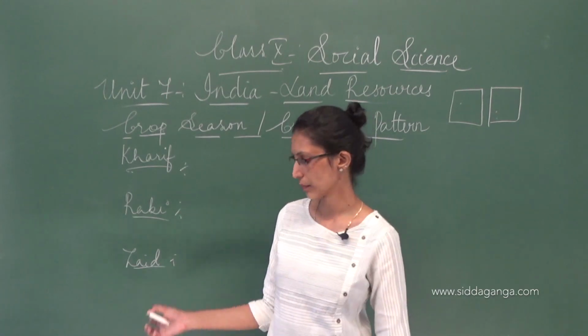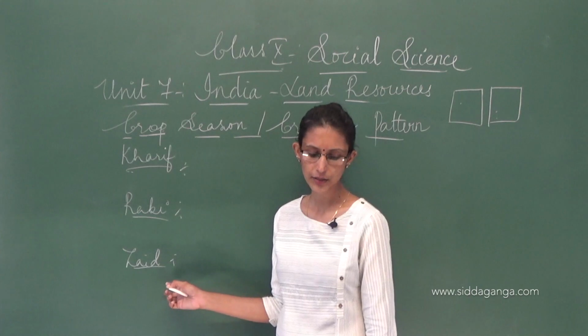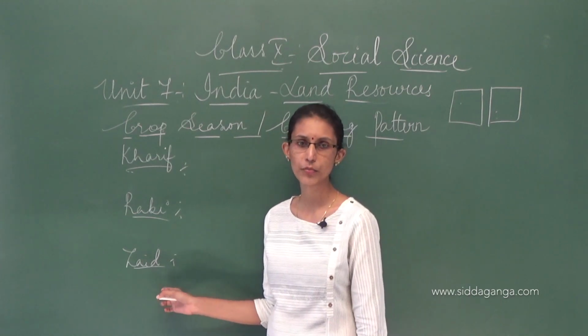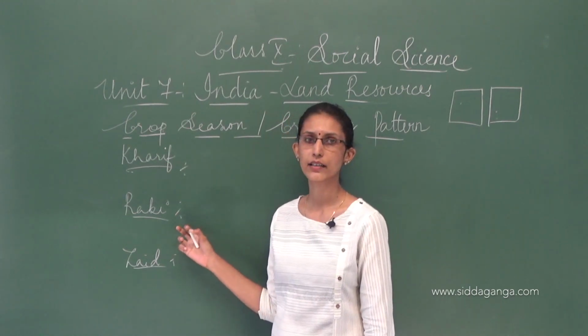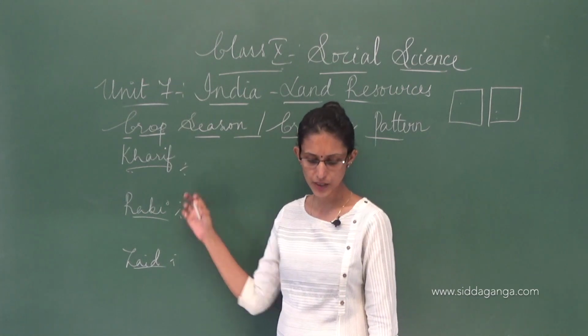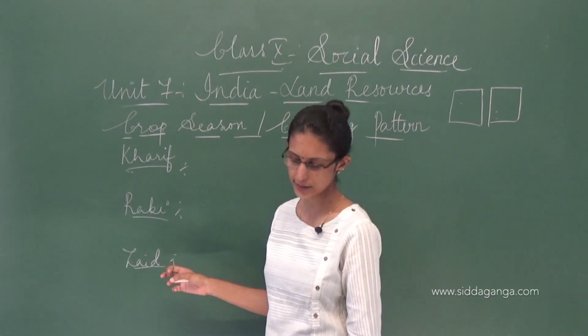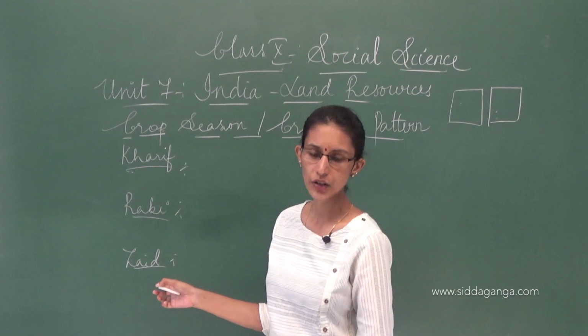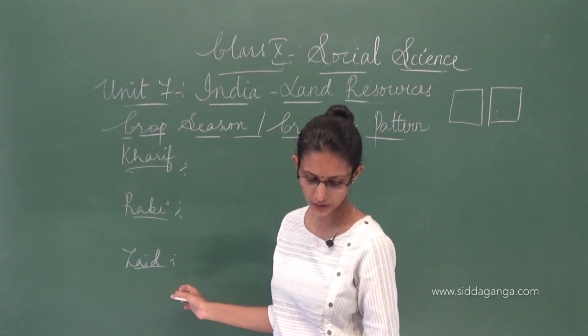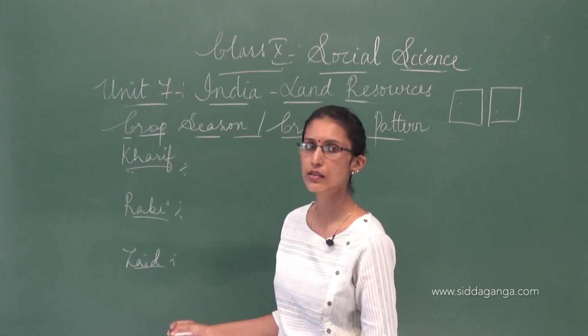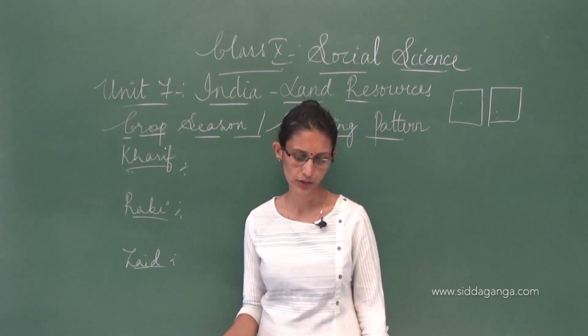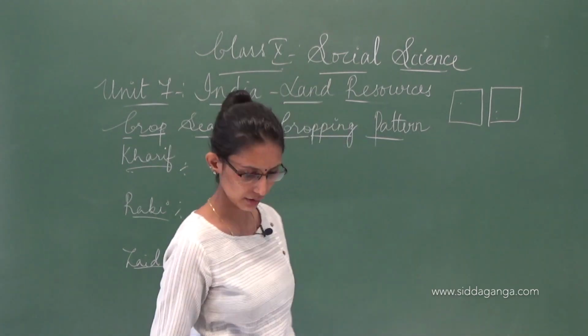Then the Zaid crops are the crops that are grown between Kharif and Rabi. Those grown between Kharif and Rabi are called Zaid crops. That is melons, cucumber, oil seeds, pulses, vegetables. These are Zaid crops. Let's see the cropping patterns.